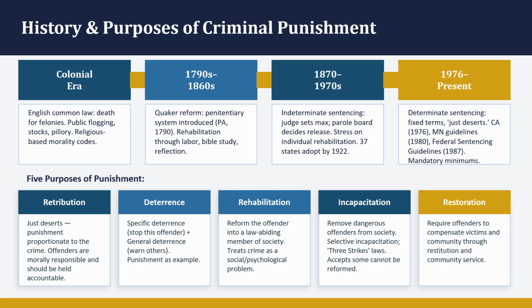The 5 purposes of punishment are fundamental to everything judges and legislators do in this area. Retribution is the most intuitive. Criminals deserve to suffer proportionate consequences for what they did. Deterrence uses the criminal justice system as a warning system, both specific deterrence targeting the individual offender and general deterrence targeting the broader population.